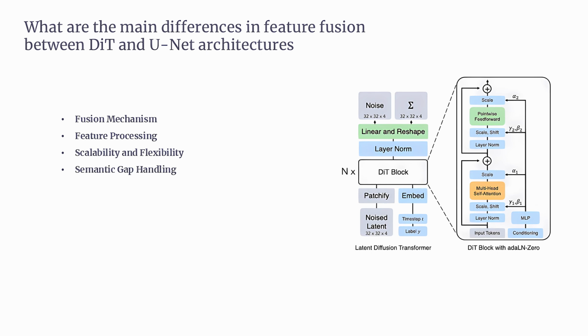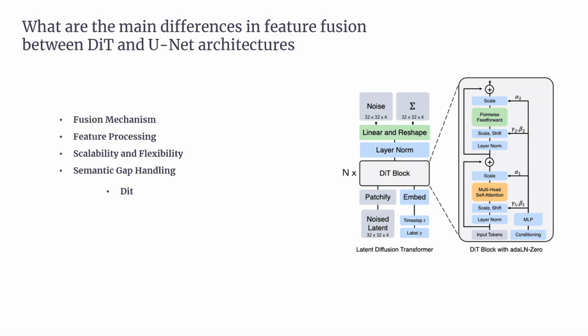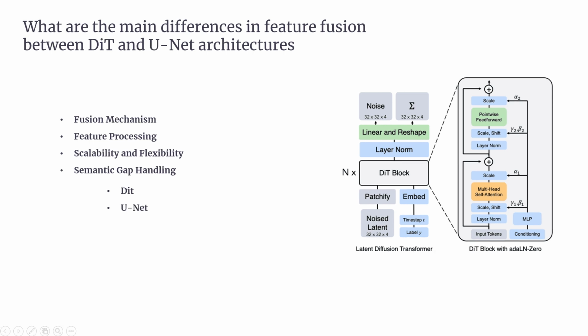The fourth. Semantic gap handling. For DiT, uses transformer blocks and self-attention mechanisms to capture relationships between different parts of the image, potentially reducing the semantic gap between encoder and decoder features. For U-Net, significant semantic gap. The difference between encoder and decoder feature representations can grow in deeper layers, potentially affecting performance. Advanced variants. Some U-Net versions, like U-Net++, add convolution layers in the skip pathways to better align features.